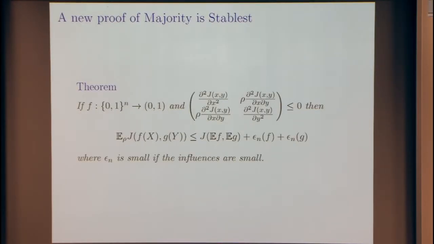So it sounds very similar to the statement that you've seen in the previous talk. The only difference is now we are looking at the discrete cube. So we're looking at this function from the discrete cube to the interval 0,1. This matrix, which is exactly the same matrix that we've seen before, is the matrix of second derivatives, except you multiply the mixed derivatives by rho. If this matrix is negative definite, then the expected value of J of f(x), g(y) is upper bounded by J of the expected values plus errors depending on f and g, which are small if the influences are small. That's what we want to prove. Okay, so this is what we're going to prove.